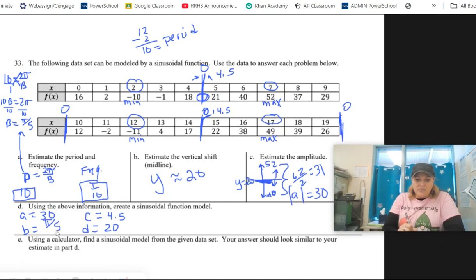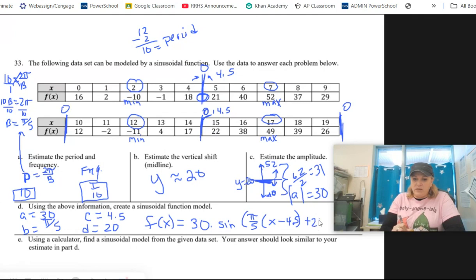I'm going to use the sine function, f of x. If you use the cosine function, it would be a little bit different, because I took 0, 0 to be the starting point of sine, where you could have done cosine where it's 0, 1. So I use sine. I've got my a term, sine, my b term, pi over 5, and then x minus 4.5. I know it's minus because it shifted to the positive, and then plus 20 because my midline is up 20. Again, this is all just estimated based on the data.